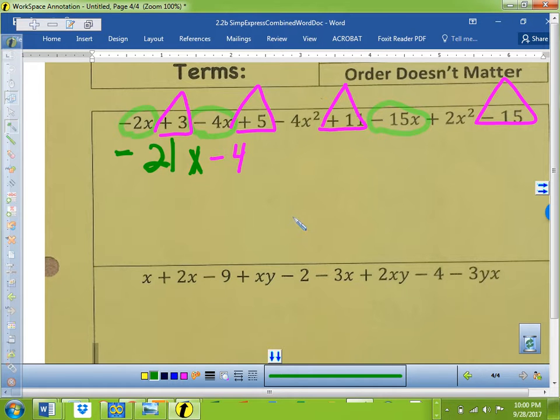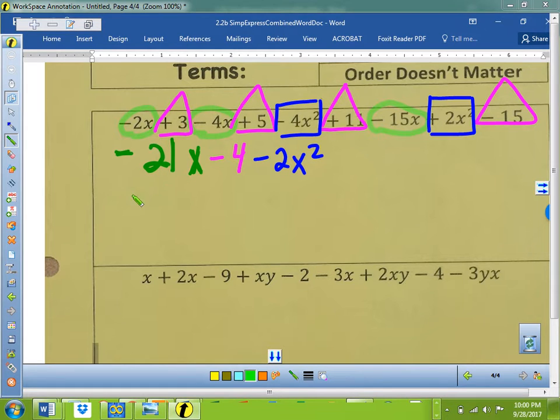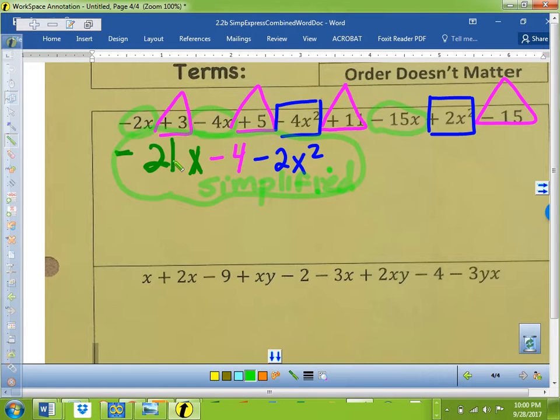All right, so what's left? Well, we have those x squared terms. This one is negative 4x squared. This is positive 2x squared. Again, notice I included the sign in front when I said the term. That's part of the math. So here we go, negative 4x squared plus 2x squared. Negative 4 plus 2 is negative 2x squared. All right, this right here is called simplified. I can go no further because these are not like terms. They're different families, different types of terms.